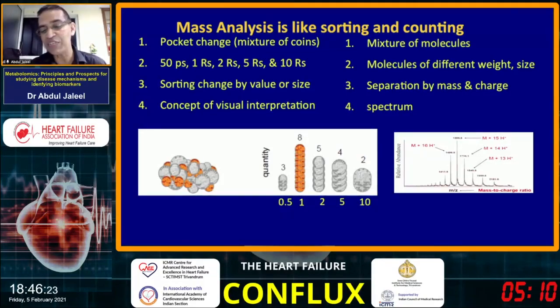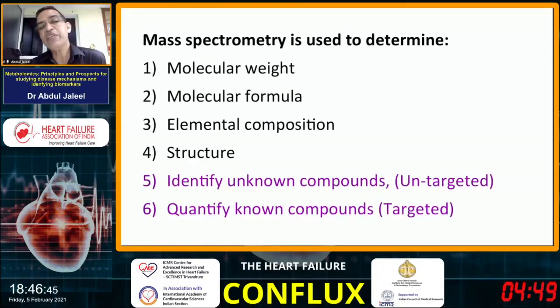The reason why I showed this simple analogy is that a mass spectrometrist usually does not bother about the height. What is more important is the x-axis, that is the mass. That is where we identify the compounds; they separate the compounds based on the mass. So mass spectrometry is used to determine molecular weight. That is what I have shown you just now. Then molecular formula, elemental composition, and structure. We do all these things, but to explain all that, we need another lecture.